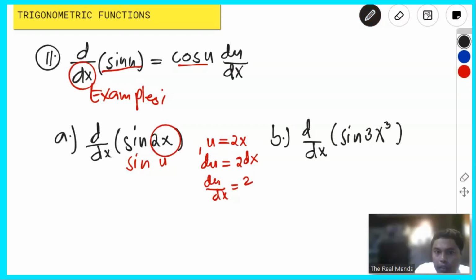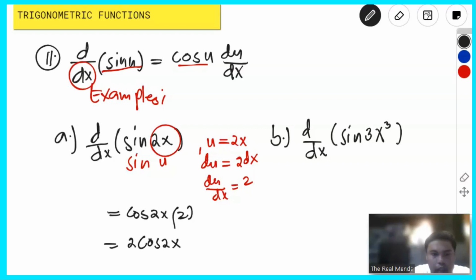Okay, from the formula, just substitute. We have cosine of u. Our u is 2x. Then multiply by du over dx, it's just simply 2. So our answer will be 2 cosine of 2x. So that is the answer if we get the derivative of sine 2x.